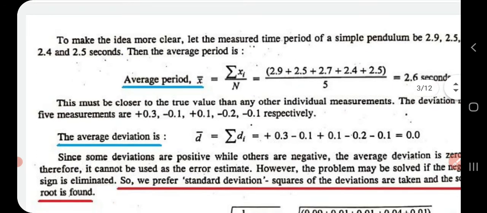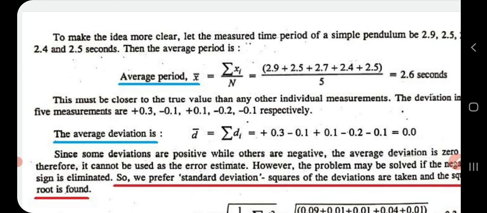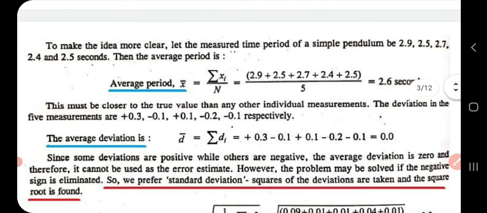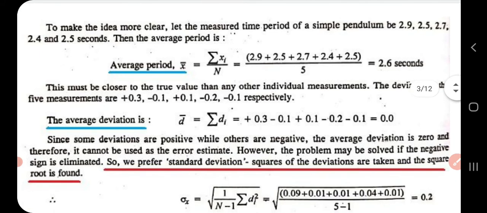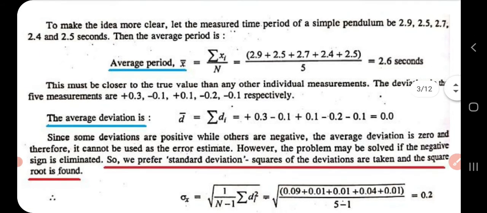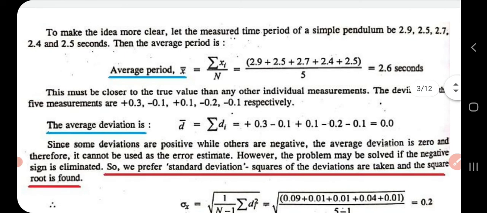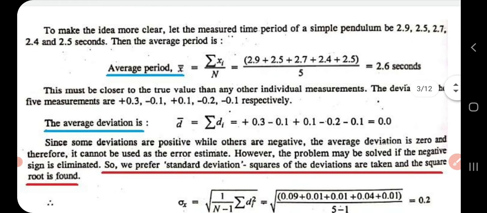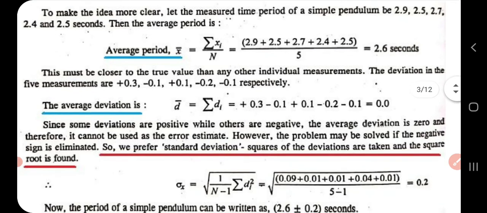Now they have given one more example. They have measured the time period of a simple pendulum, just like you have measured in your lab: 2.9, 2.5, 2.7, 2.4 and 2.5 seconds. Now they have taken the average period or average value x bar, that is, they are just adding the numbers obtained and dividing by the total number of measurements, that is 5. So they got it as 2.6 seconds.